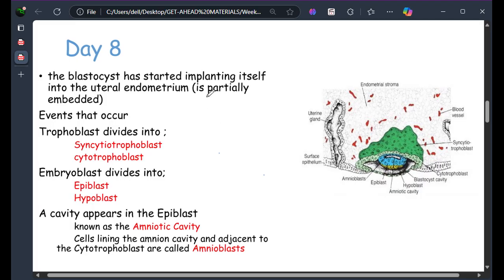Yes, so it's partially embedded in the endometrium, and you can see a few things occurring at this point.